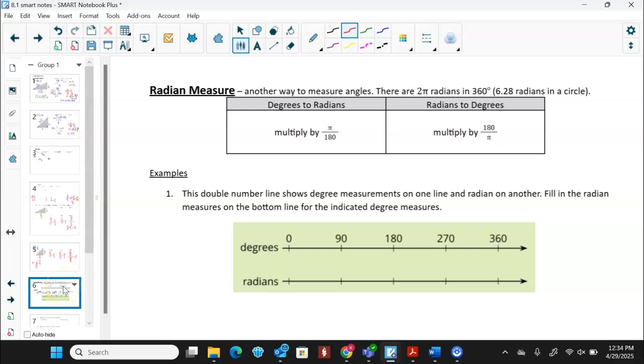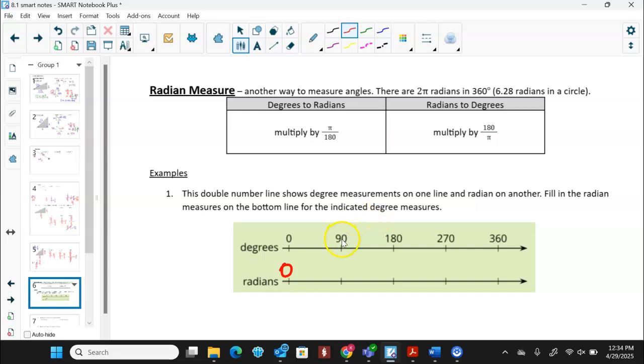All right. Now moving on to radian measure. So degrees to radians, and radians to degrees. You just multiply by pi over 180 and 180 over pi. Degrees, right here, you've got 0. The double number line shows degree measurements on one line and the radians on another. Fill in the radian measures on the bottom line for the indicated degree measure.